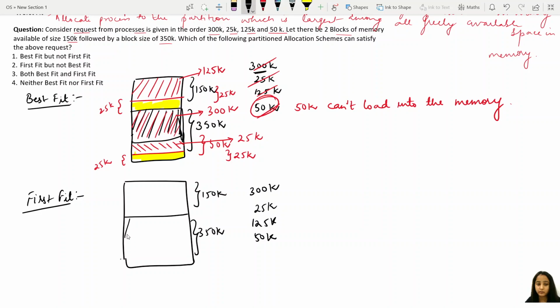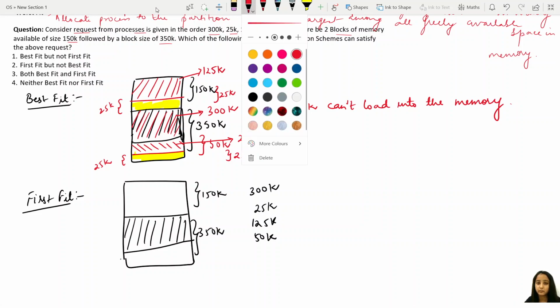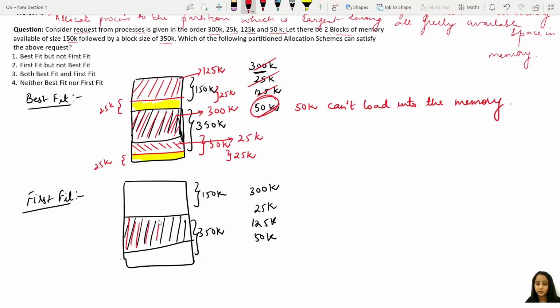I will accommodate here. 300 will be accommodated here. How much is left? 25K. Next 25K comes. First fit means first available space, I will allocate the process there. So here the first available space is in the first block. I will simply allocate 25K here. Okay, so it is also executed.